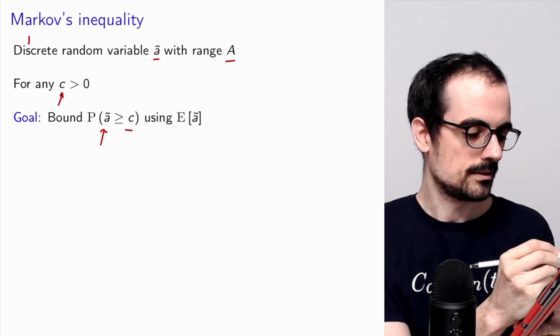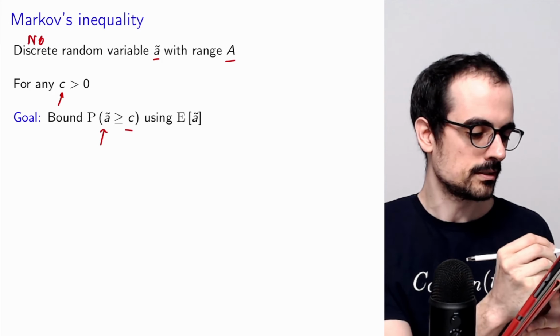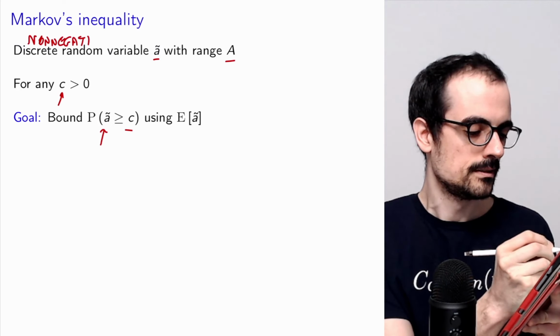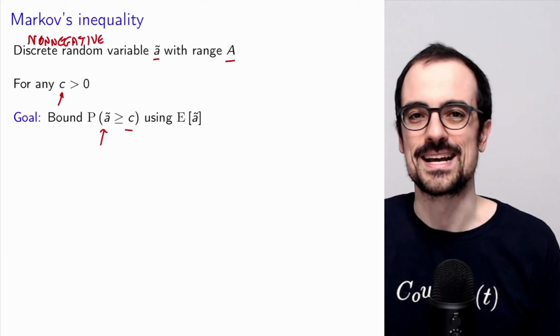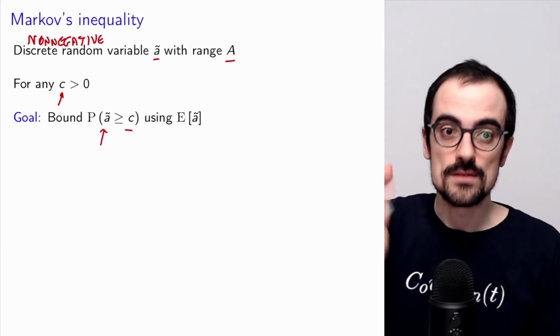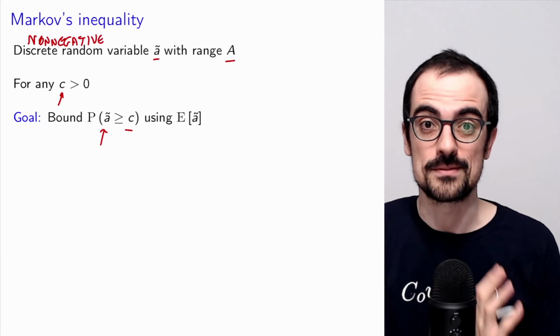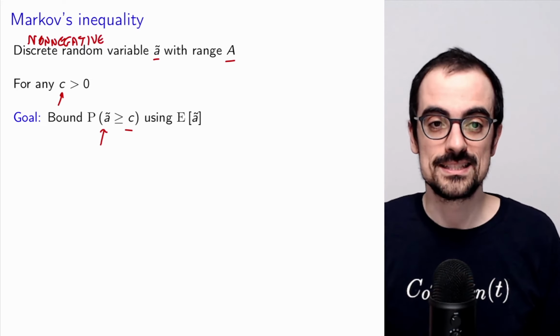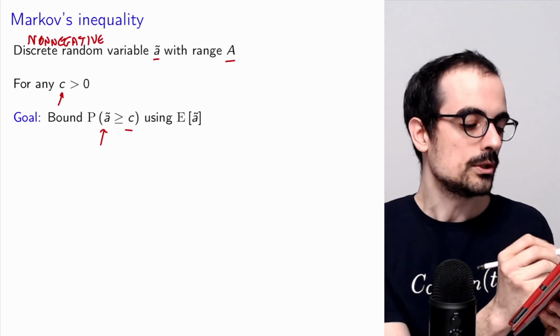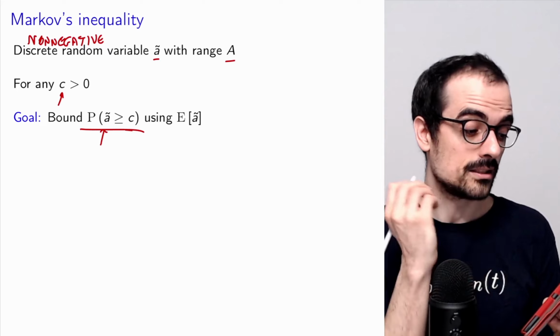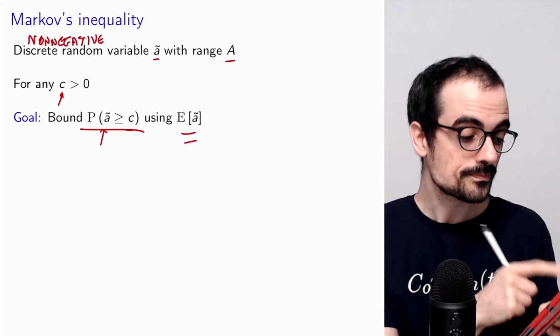Okay, so I'm going to write it here because it's super important. Non-negative. Of course, now it will disappear when I continue with the slides, but I just want to emphasize it's very important that the discrete random variable is non-negative, because otherwise this doesn't make any sense. Okay, we want to bound the probability that it's larger than a certain constant using its mean.